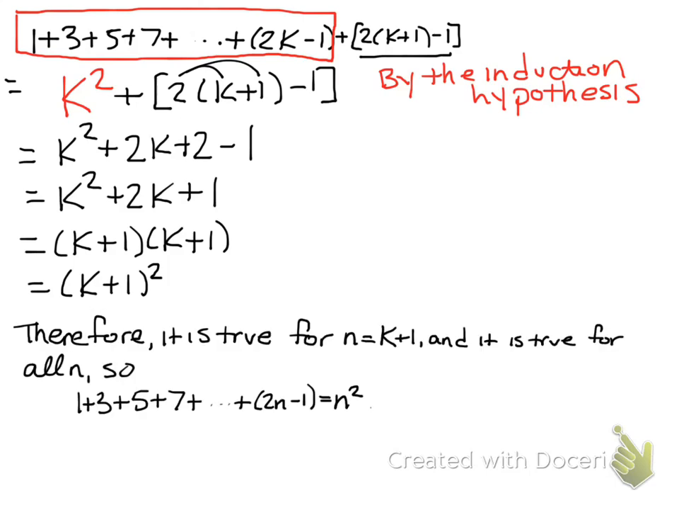Therefore, it is true for n equals k plus 1, and it is true for all n, so 1 plus 3 plus 5 plus 7 plus ... plus 2n minus 1 equals n squared. And then we are done with our proof.